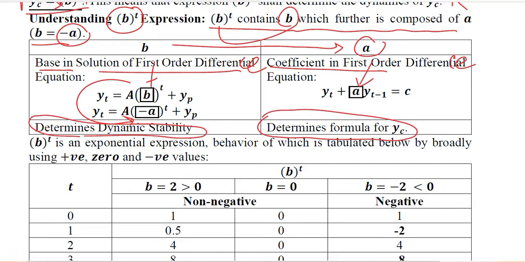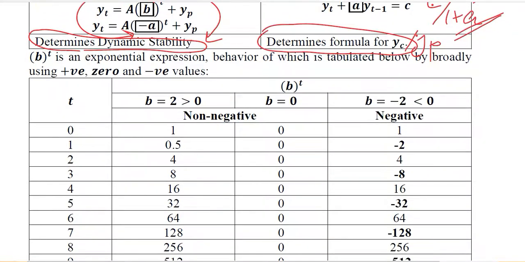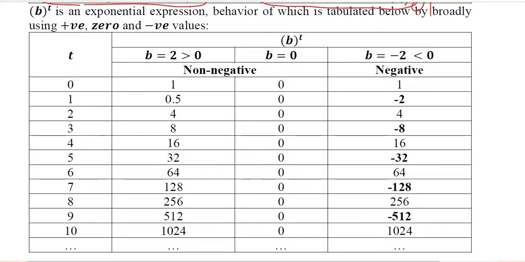b has the ability to determine the dynamic stability, and a determines the formula that we use for yc. So it determines whether we are using the first formula, that is 1 plus a, or we are using c into t. So the selection of the formula for the solution is determined by a, whereas the value of b determines the dynamic stability. So now we consider various possibilities of this expression, that is b exponent t, and it can be either a positive value, zero value, or negative value.